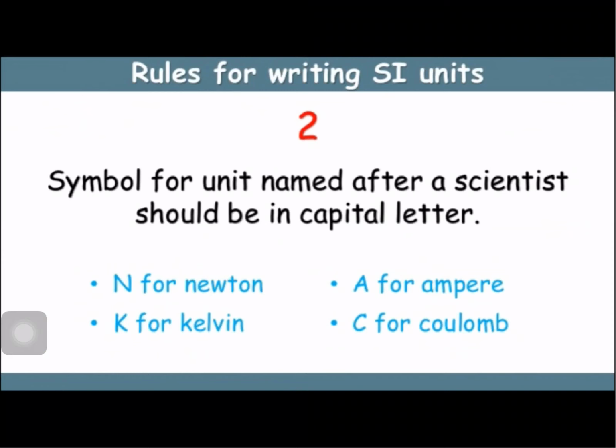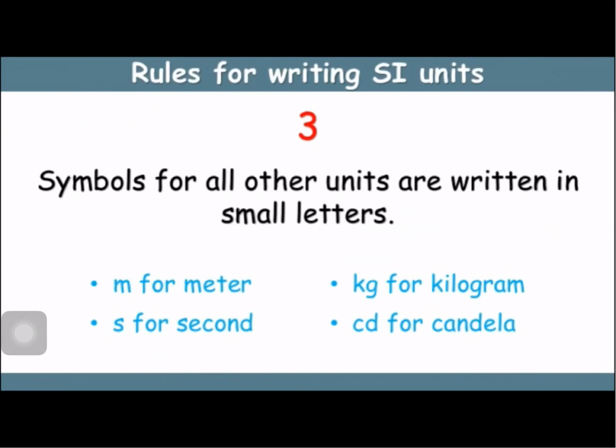If any person's name comes in the unit, you should write a capital letter. That's it. The symbol of such a unit should be written in capital letter. Symbols for all other units are written in small letters. For example, meter is not a scientist's name, so you have to write only small m. Underline: symbol for the unit, not the unit.